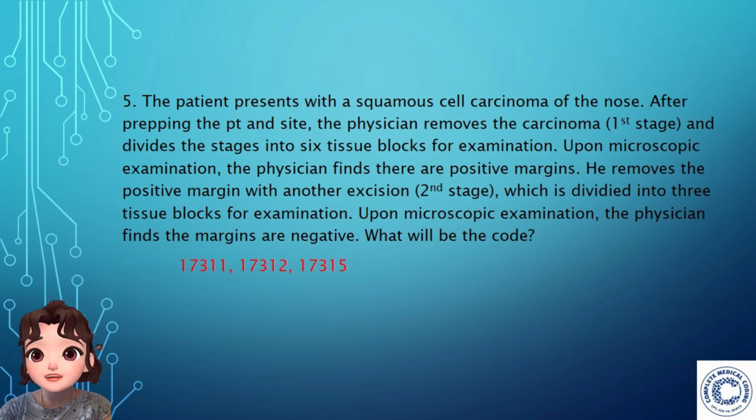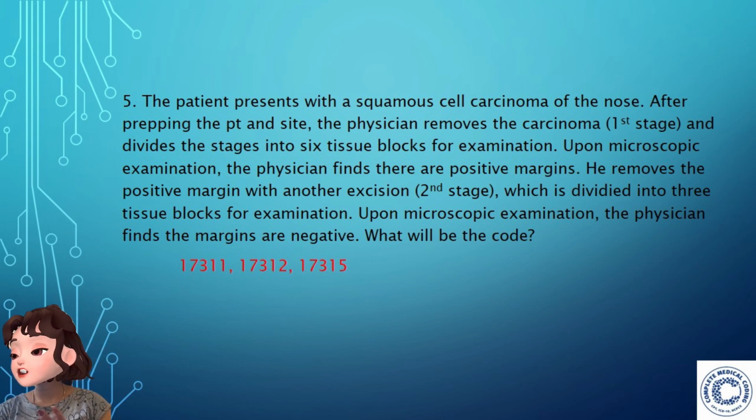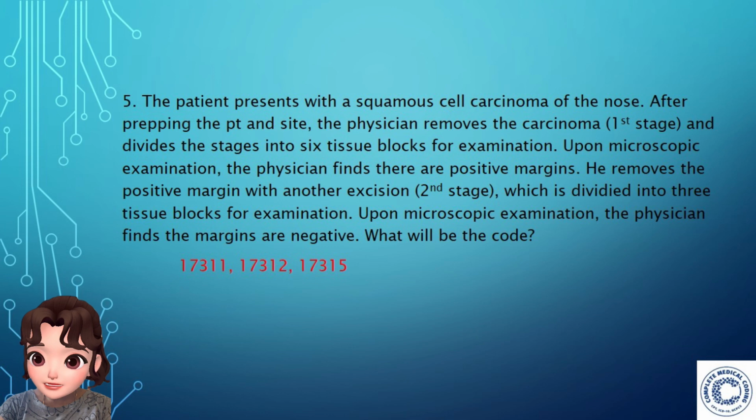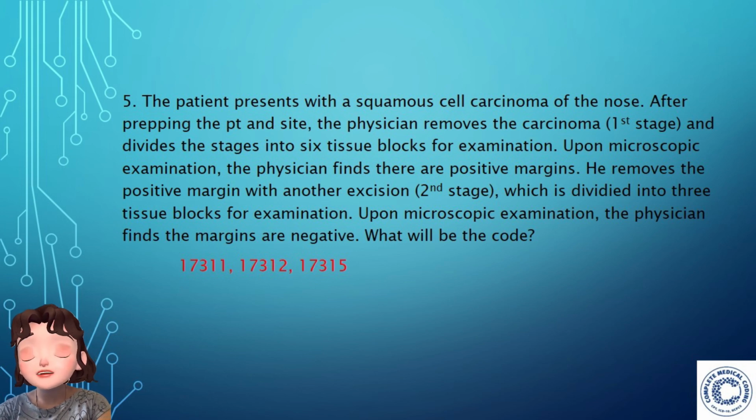3 tissue blocks. So 3 plus the remaining 1 from the first stage, so 4. Like that we need to calculate. So total remaining is 4 tissue blocks, and we need to code the next one: each additional stage after the first stage, up to 5 tissue blocks. So again up to 5 tissue blocks we use the code 17312. We have only 4, so the coding is finished. 17311 for the first 5 tissue blocks and 17312 for the remaining 4 tissue blocks. And then we use the code 17315 for the number of tissue blocks used.